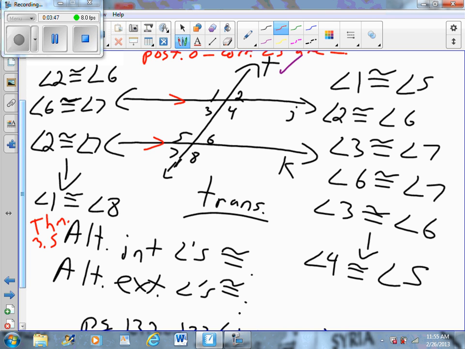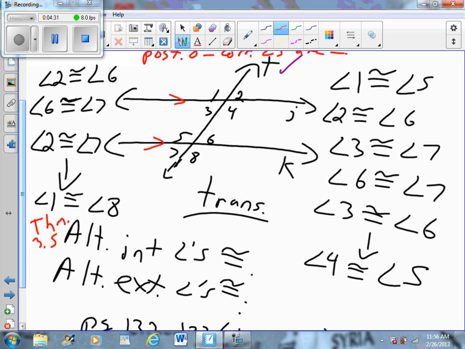What type of angle pairs are 3 and 7? Work with me on this. They're corresponding. What do we know about corresponding angles? Postulate 8 tells us they're congruent, right? Now, what do we know about angles 6 and 7 with respect to each other? They're vertical. We have a theorem from chapter 2 that says vertical angles are congruent. So I can now say 6 and 7 are congruent.